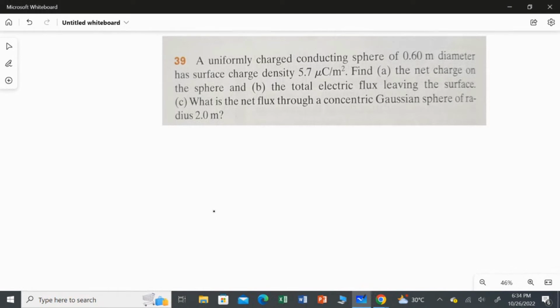For example, if you have the sphere, this is the diameter. Diameter is the line which is passing through the center of the sphere. So what is the diameter of the sphere? Better I will write what is given. The diameter of the sphere d is equal to 0.60 meter. And from this, you can easily find the radius.